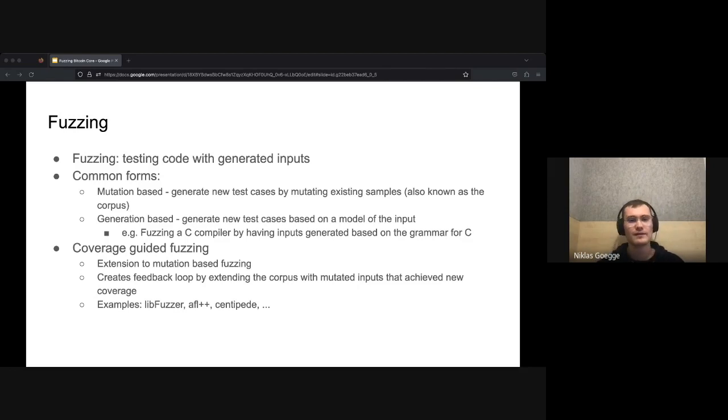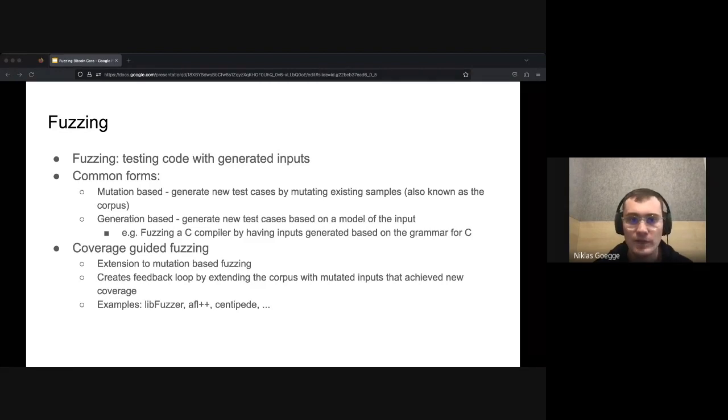So what's fuzzing? Fuzzing is basically testing code with generated inputs. So instead of hard-coding your test cases like in a unit test, with fuzzing the fuzzer or the fuzzing engine generates test cases for you. The most common form is mutation-based fuzzing, where, given a set of existing sample test cases and inputs, you mutate those and give them to your program.